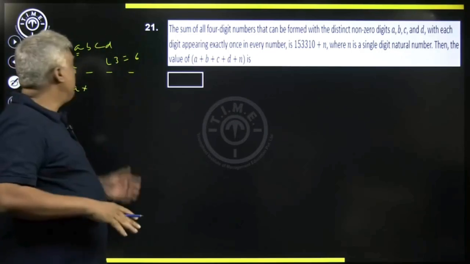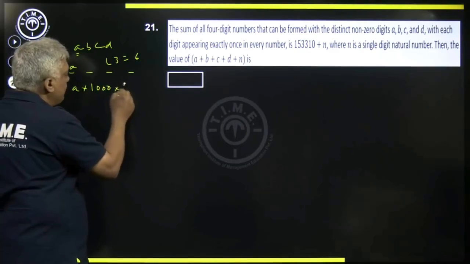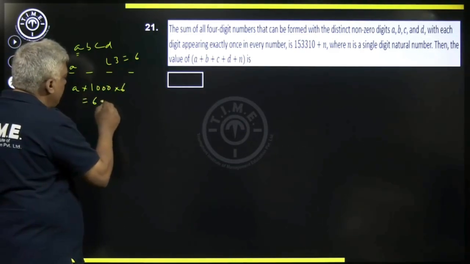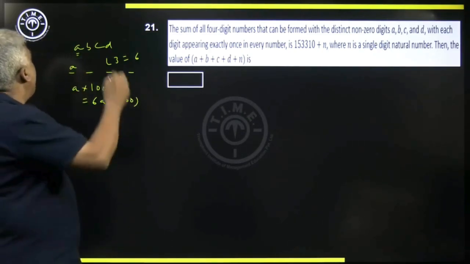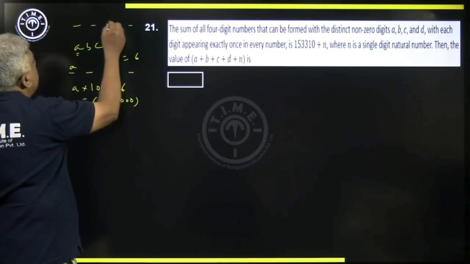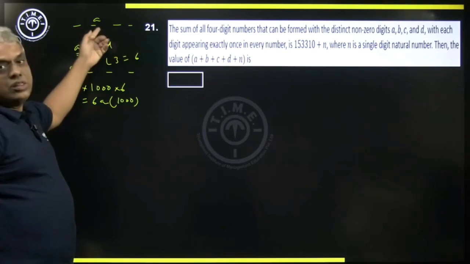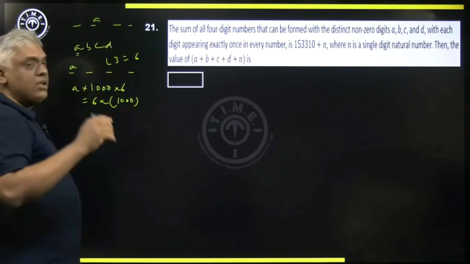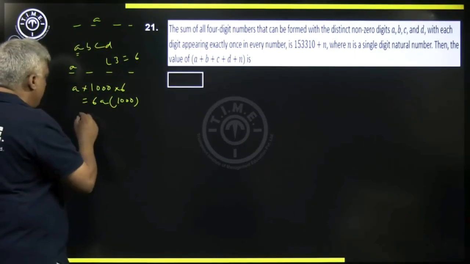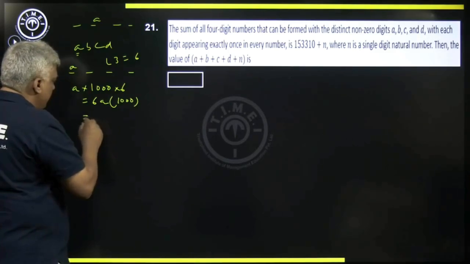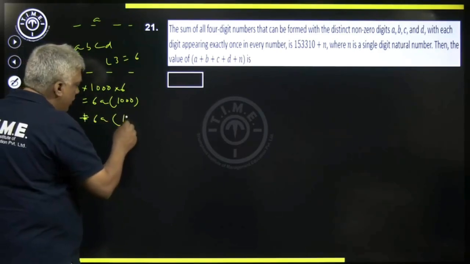If I add all the numbers, A into 1000 will come 6 times, or 6A into 1000. Similarly, in the 100 place, A will come again factorial 3, that is 6 times. So A into 100 will come 6 times. If you take 6 common, it will come 100 times.